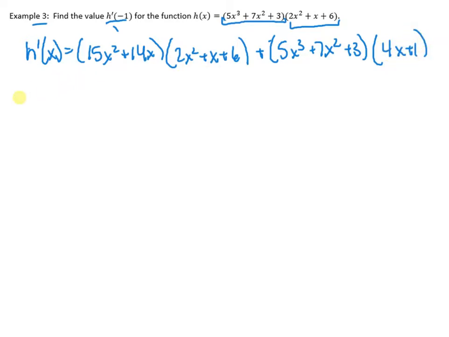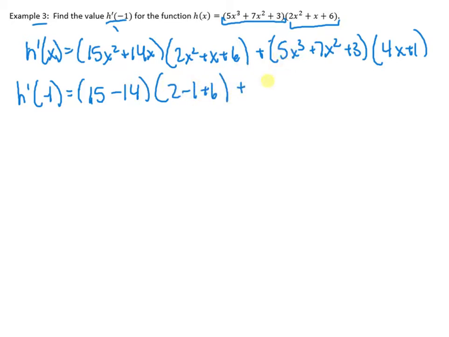Now, you can expand all this, but it's a little tedious and you may make a mistake. I'm just going to straight in substitute the -1. So -1 squared is just 1. We have 15 and then minus 14. 1 squared is 1. 2 minus 1 plus 6. Okay, for this one we get -5 plus 7 plus 3. And for the last one we get -4 plus 1.